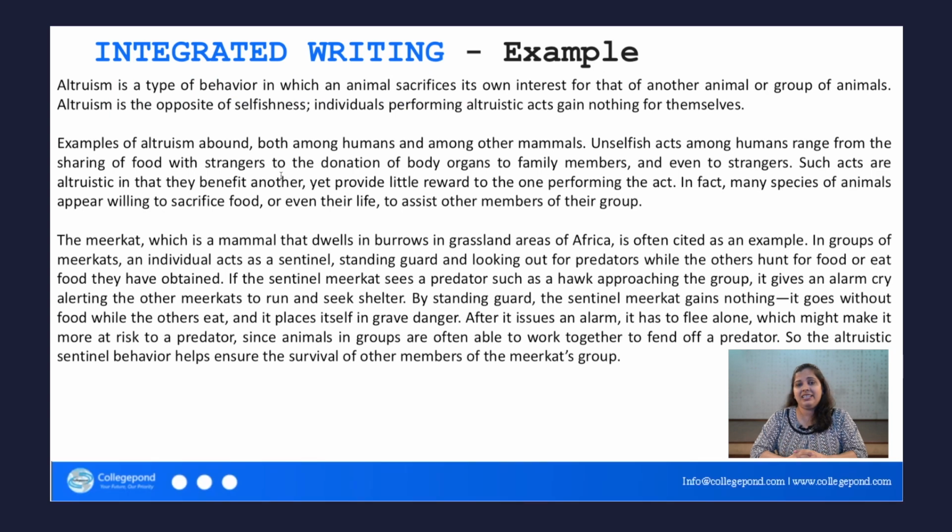Now let's look at an example of the integrated task. What you see in front of you is an actual passage from the TOEFL official guide by ETS. This is a short passage, and you will get around 3 minutes to read this. Take that time and read the passage for the next 3 minutes, and I'll see you at the other side.